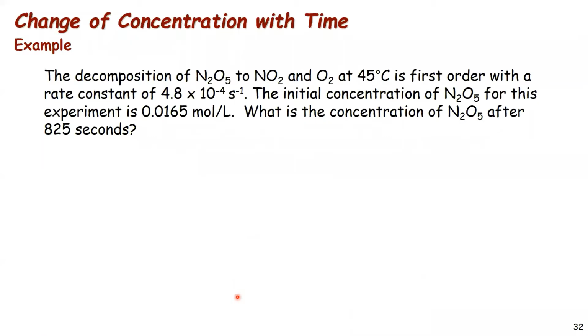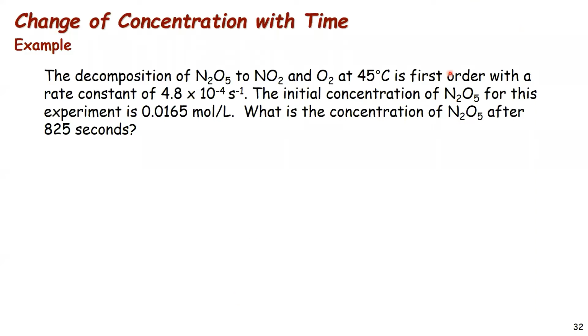Okay, let's do an example. So the decomposition of dinitrogen pentoxide into nitrogen dioxide and oxygen gas at 45 degrees Celsius is first order with a rate constant of 4.8 times 10 to the negative 4 per second. So that's the k value. The initial concentration of N2O5 for this experiment was 0.0165 moles per liter. I want to know, what is the concentration of N2O5 after 825 seconds have passed?